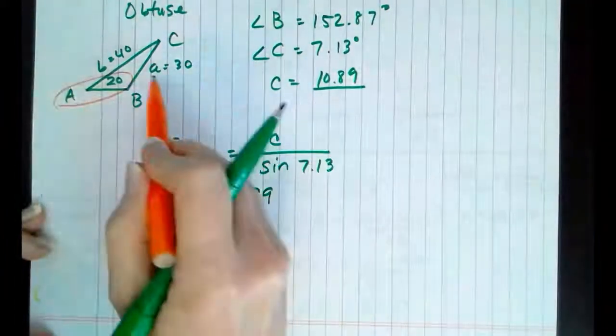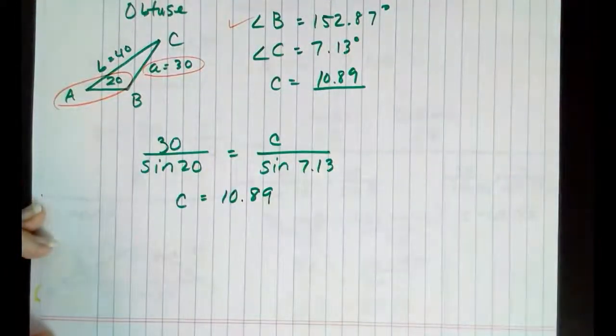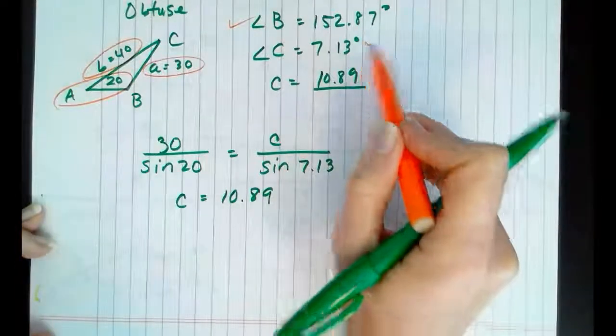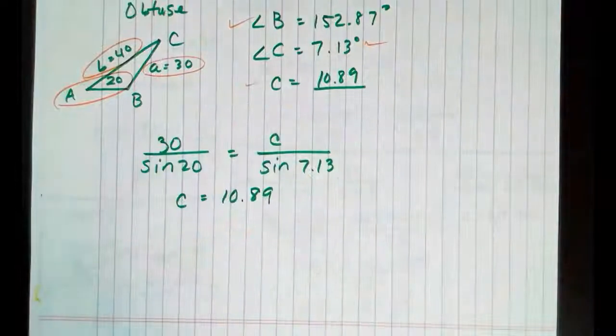Angle A is 20, side A is 30. Angle B is 152.87, side B is 40. Angle C is 7.13, and side C is 10.89. We have solved the entire triangle.